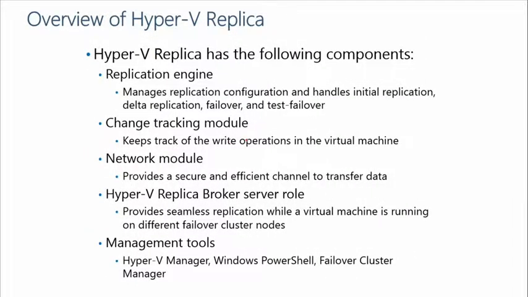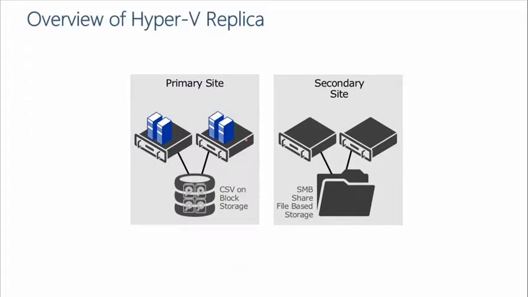So here's kind of the components of Hyper-V Replica. You have the replication engine that does all the replication, the change tracking module that records write operations and ensures they get sent over the wire, the network module that handles the authentication, compression, and encryption of the network traffic. In a clustering environment, which we'll look at in the next section, the Hyper-V Replica broker role, and then the management tools, which are basically Hyper-V Manager, PowerShell, and if you're doing the Replica broker, which is used in clustering, the cluster management tools. So that's all fine. Let's go take a look at it.